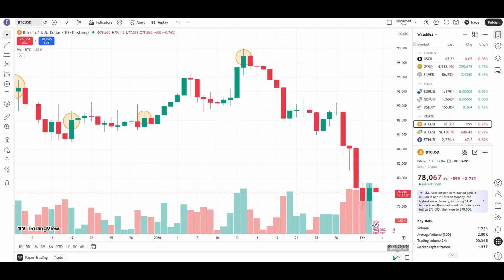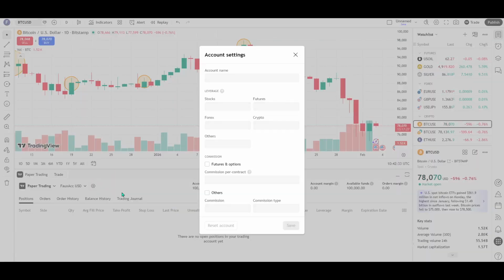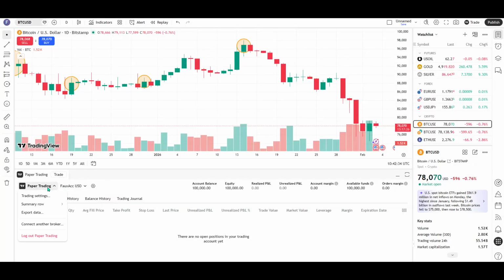You'll see a tab labeled Trading Panel. Click it to reveal the list of supported brokers and platforms. This is the central hub that links your chart to the prop firm's trading environment.